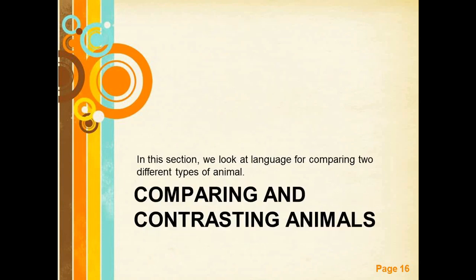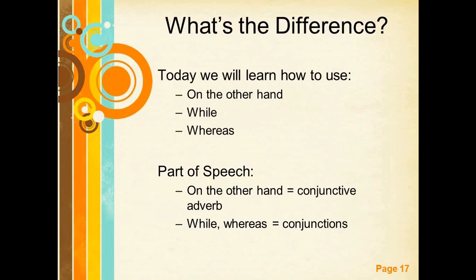And next, we're going to move into a grammar point. This is applicable to animals, but also, of course, to other things. We're going to be looking at how to compare and contrast 2 things using animals as examples. We're going to look at some phrases. We've got, on the other hand, while and whereas.